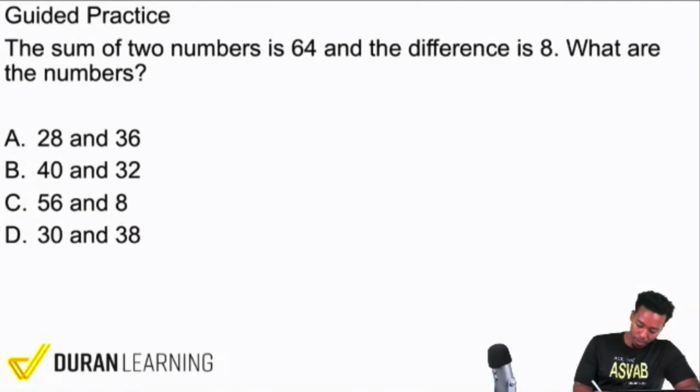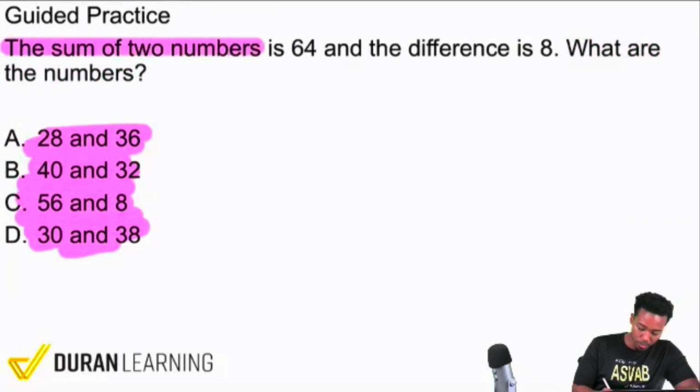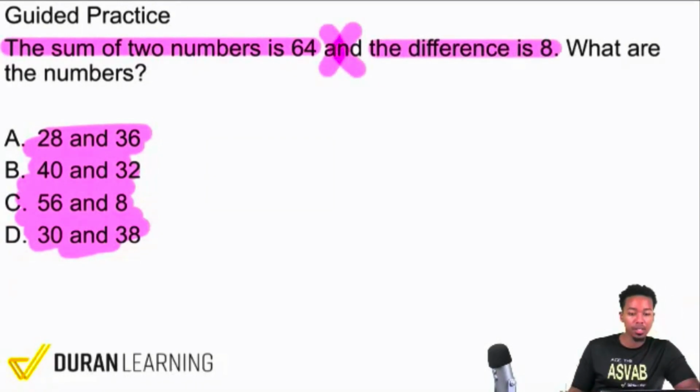Right over here, we're going to focus first on what's the question. What are both numbers? What are the numbers? Okay, cool. So we're looking at all this right here. Those are the numbers. Okay, great. Let's take a look at the first sentence now. In the first sentence, what do we see? We see that the sum of two numbers is 64. And the difference is 8. So those are essentially two statements in one.